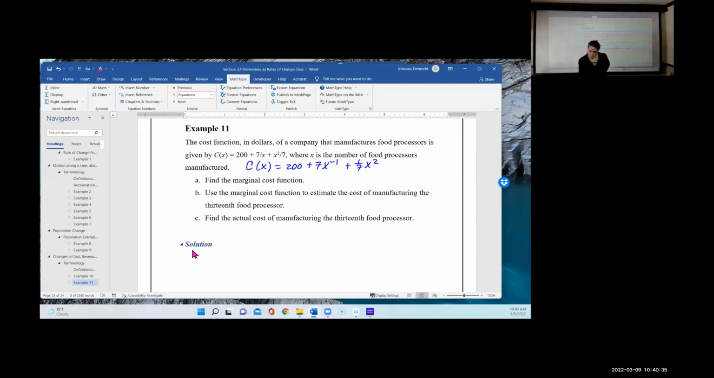So the marginal cost function is just the derivative. So when I take the derivative of that, I'm going to pull the negative 1 to the front. And so I get the marginal cost function, which is going to be C prime, is going to be negative 7x to the negative 2 plus 2/7 x. All right. Now you can also write this as negative 7 over x squared plus 2/7 x. You can write it either way. They're both correct. And then it says, find the marginal cost for producing the 13th food processor.